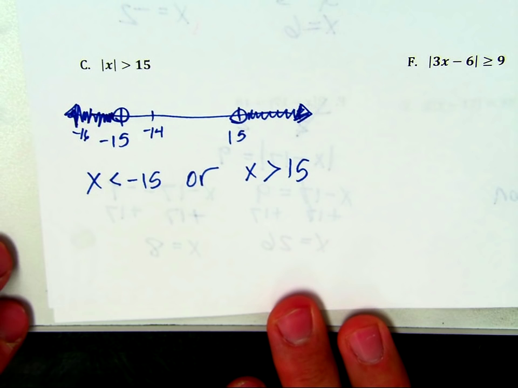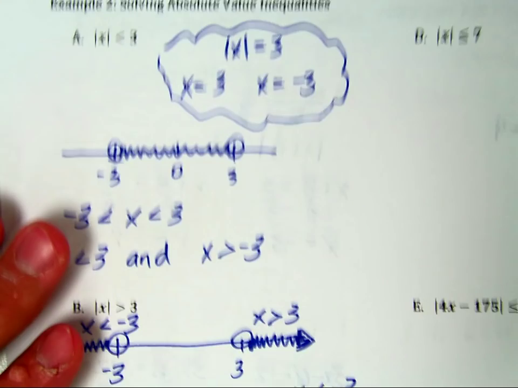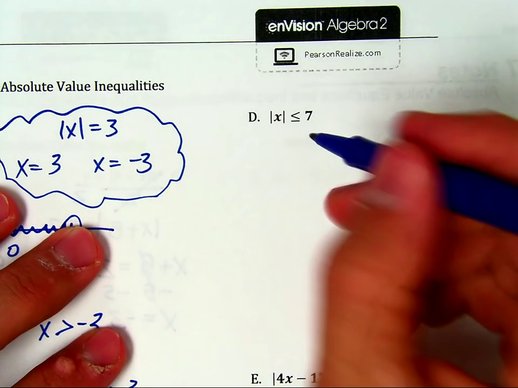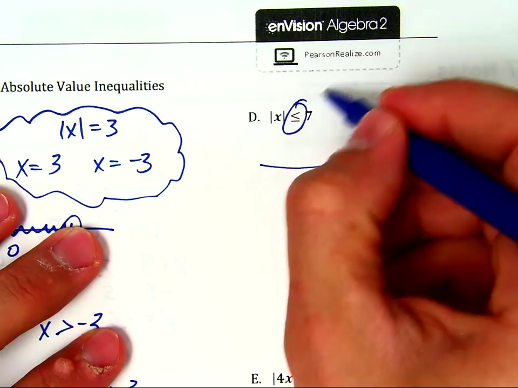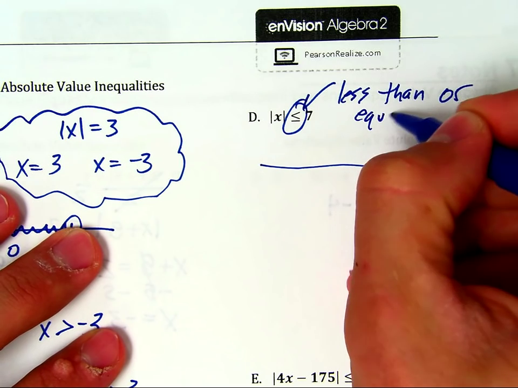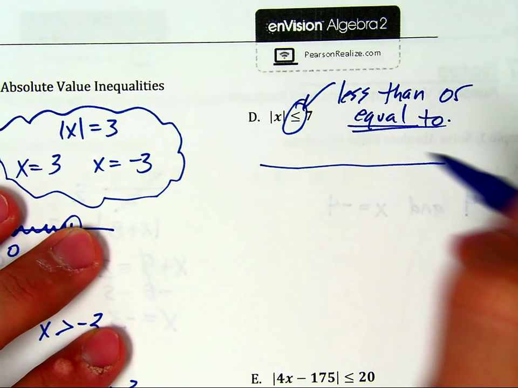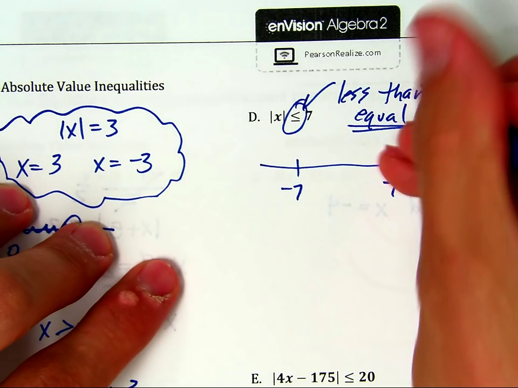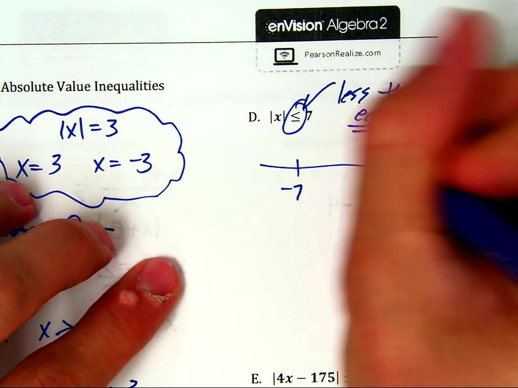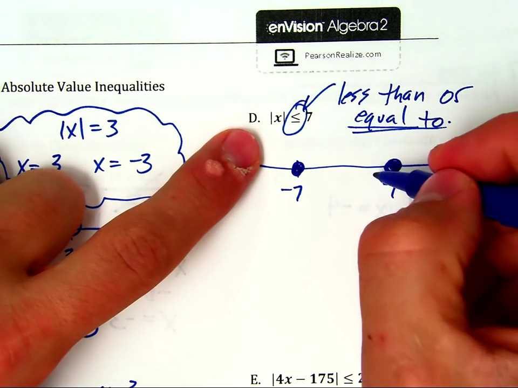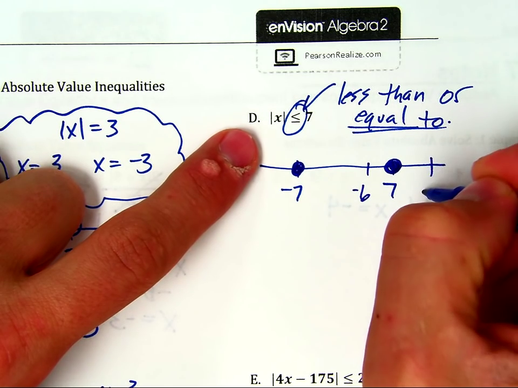All right, let's look at a couple more of these. We've got absolute value of x is less than or equal to 7. The main difference here is it says less than or equal to. So I'm going to put 7 and negative 7 on the number line, but at these points we're going to put closed circles to represent the less than or equal to. Now, less than. So if I think of some other numbers on my number line.